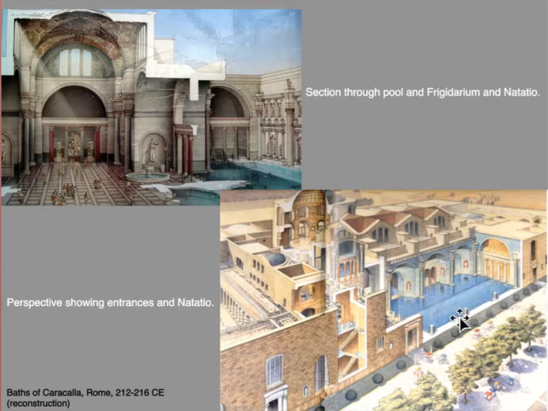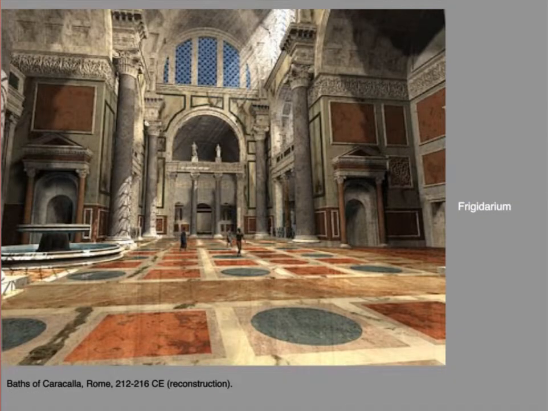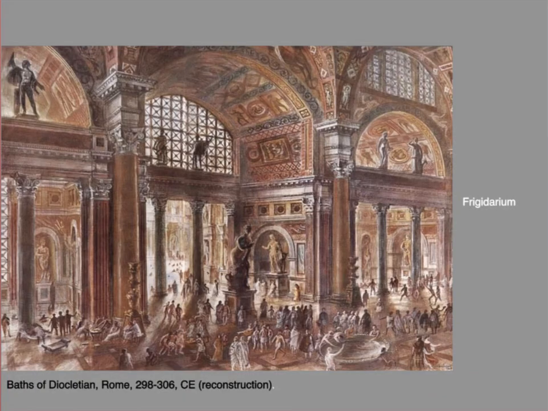This is the entrance side of the building with the open-air swimming pool. So one came in here, and the frigidarium beyond, and the caldarium beyond that. And in the section here is the open-air swimming pool, and then into the frigidarium, which is the largest space in the building. And here is the frigidarium, the largest space in the building. And a conjectured illustration of how the building will have been used.